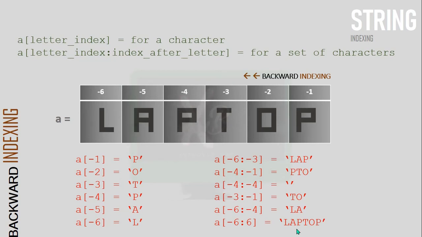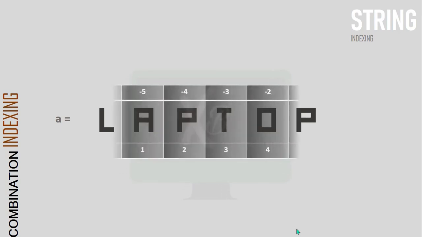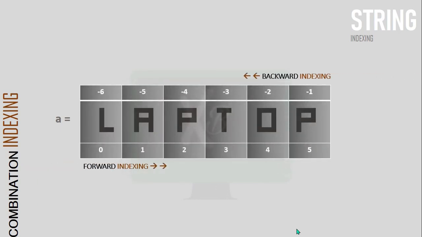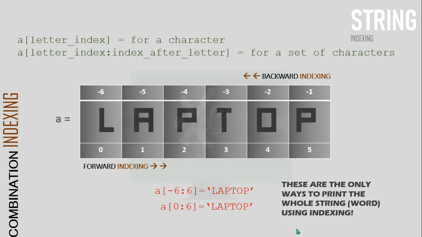But the thing is, you see the last command, A square bracket -6:6. You see that I have added a forward index number here, that is 6. But we're learning about backward indexing. Why is there a forward index there? That's the thing I'm going to show you right now. Combination indexing. This is not in the portion, but you should understand that I'm combining both forward indexing and backward indexing. Same rules here, but you see, these are the only ways to print the whole string using indexing.